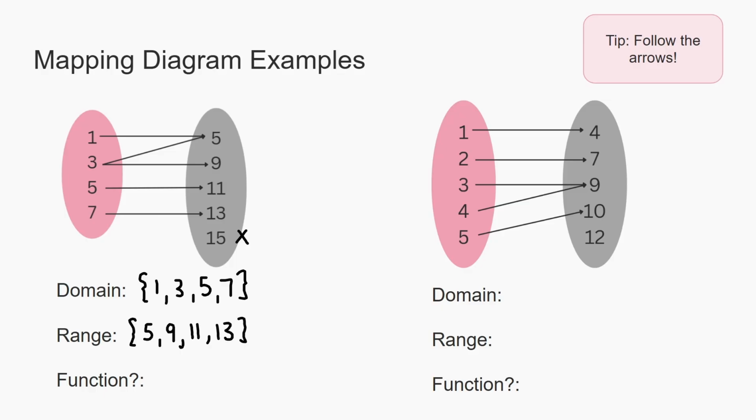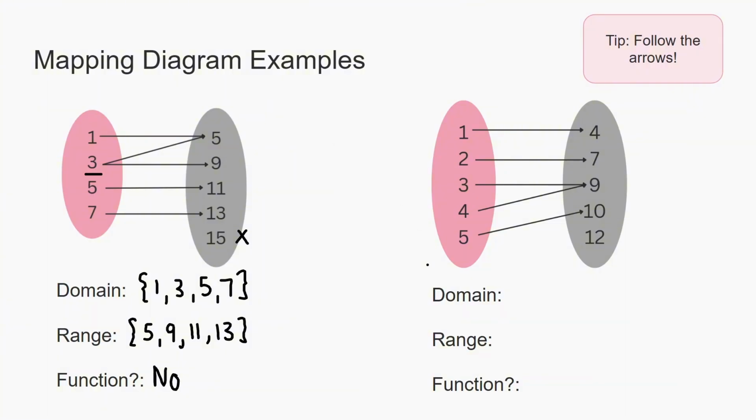Now, is this a function? No, it is not a function. And the reasoning is because if you look at this 3 here, 3 is pointing to 5, and 3 is also pointing to 9. Each input, aka this 3, can only point to one output to make it a function. But since 3 is pointing to two things, it is not a function.